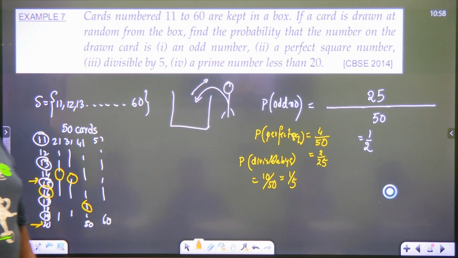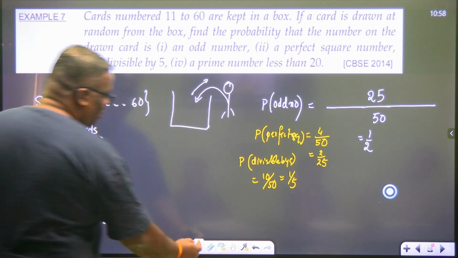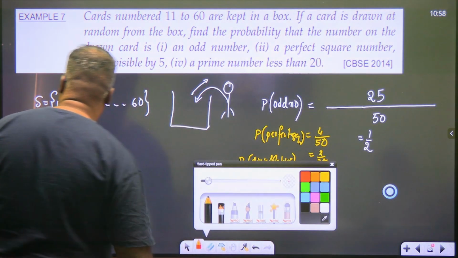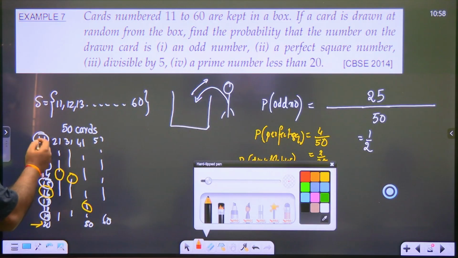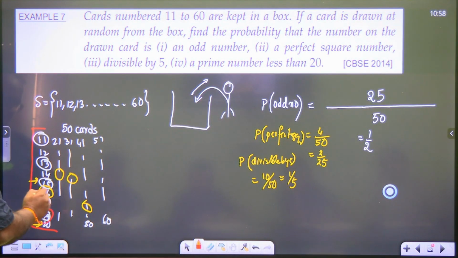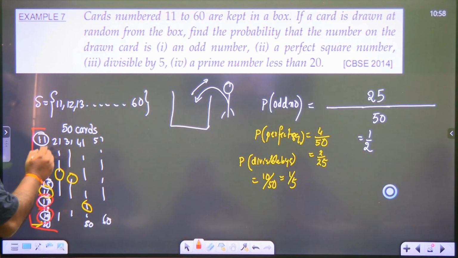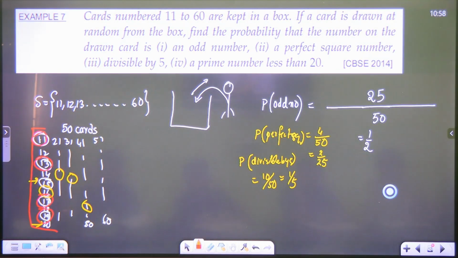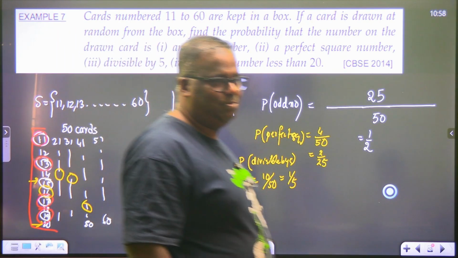Prime number less than 20. So let's find out prime. Easy problem, interesting. Prime numbers less than 20. So we will consider only this column first of all. Less than 20 means 19 qualifies, 17 qualifies, 13 qualifies, 11 qualifies, nothing more than that. So it will be 4 by 50. Is it understood? Probability problems are fun, aren't they?